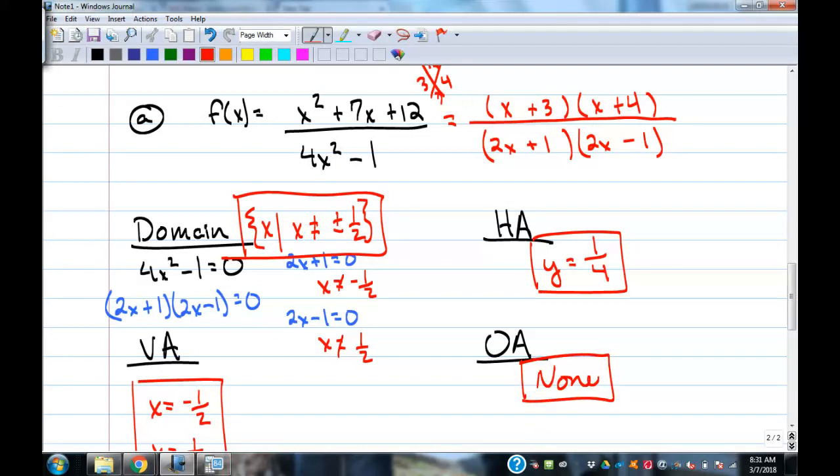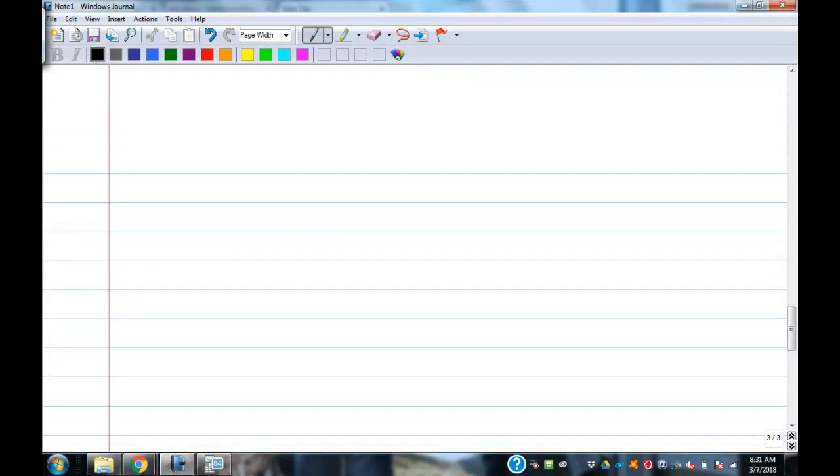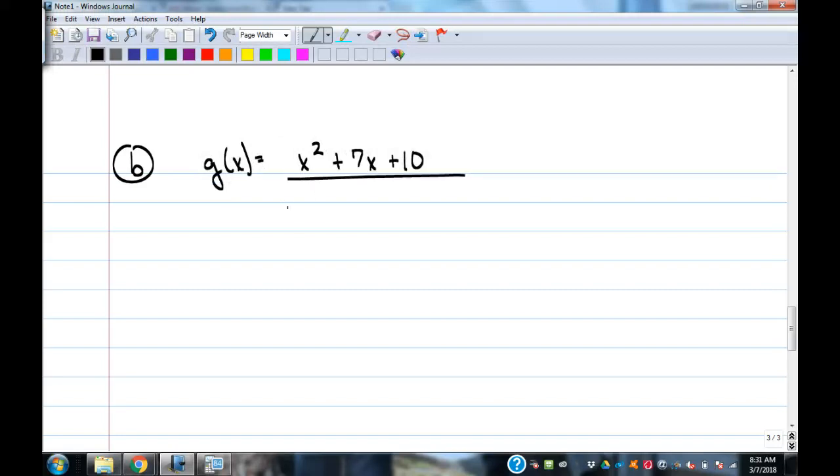Not too bad. All right, let's look at another one. See if we can. Here's our function: x squared plus 7x plus 10 over x cubed minus 25x.